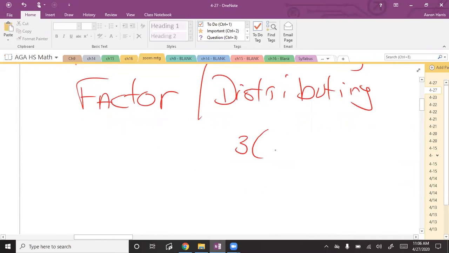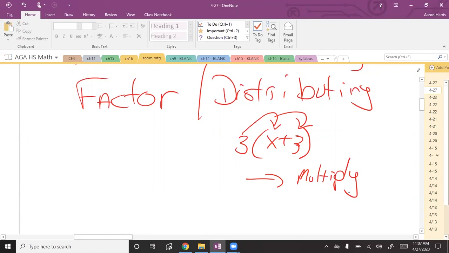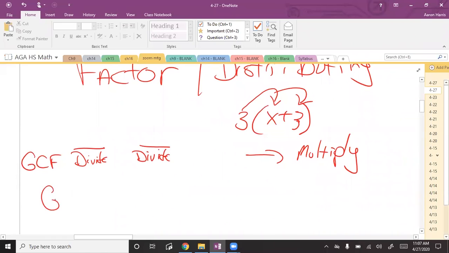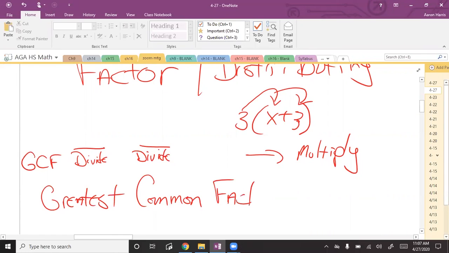So if I had 3(x + 3), we know that when we distribute, arrows mean multiplication, right? So guess what? Factoring, you're going to divide. You're going to divide something out called a GCF. What's a GCF? Greatest common factor. All right, so let's get into it.